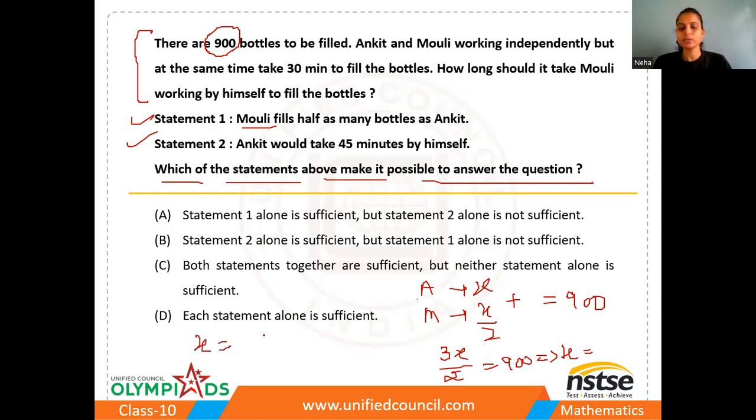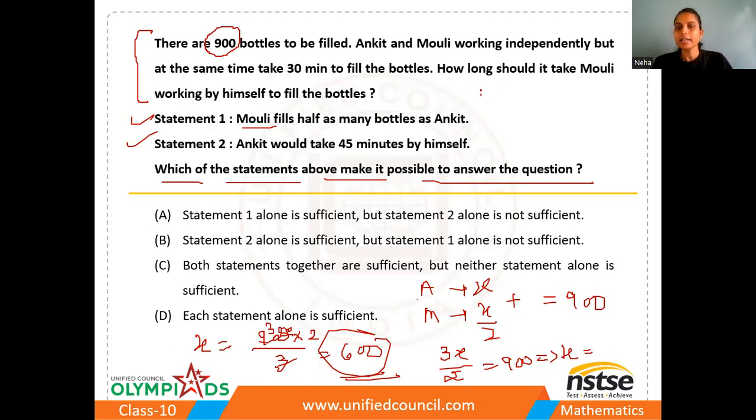So X is nothing but equals to 900 multiplied by 2 divided by 3. So 300 times, that means this is 600. So what is the value of X here? X is nothing but equals to 600. Correct? Okay, so we can say X is 600.